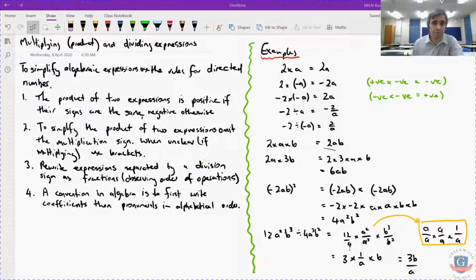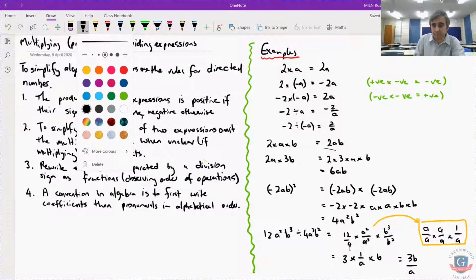So the first thing to remember is if you're multiplying two expressions together with the same sign, the answer is going to be positive. If you're multiplying two expressions with different signs, the answer is going to be negative. So that's like our first idea. So let's have a look at that briefly. Got an example over here.